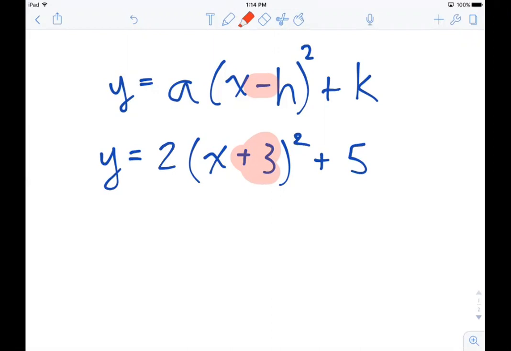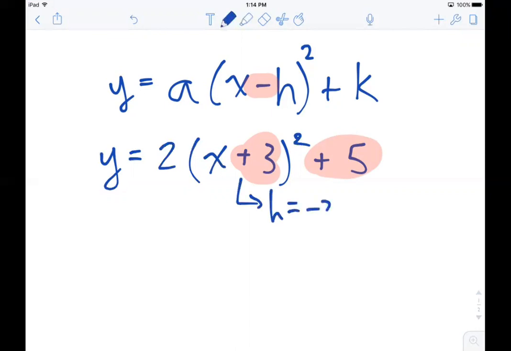For others, though, you might be really bothered by that and kind of wondering, why do we have to do that? Why is it the opposite? And why doesn't k seem to work the same way? Because one nice thing about the k value here is that k value tells you exactly what the y coordinate of the vertex is as it's written. And so +5 is actually the y value of the vertex.